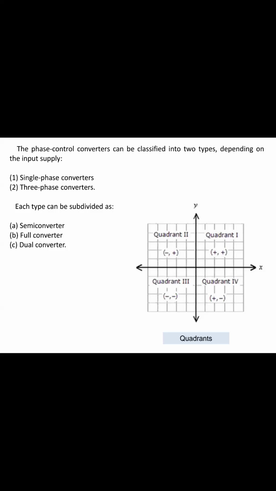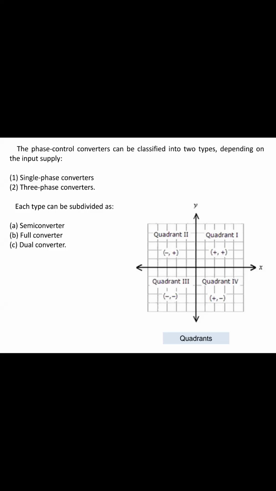Next, half controlled rectifiers. Half controlled rectifiers contain a mixture of diodes and thyristors, so here there is more limited control over the DC output voltage. So we have three types of rectifiers: uncontrolled, fully controlled, and half controlled. Uncontrolled rectifiers use only diodes, fully controlled use only thyristors, and half controlled rectifiers use a mixture of diodes as well as thyristors.